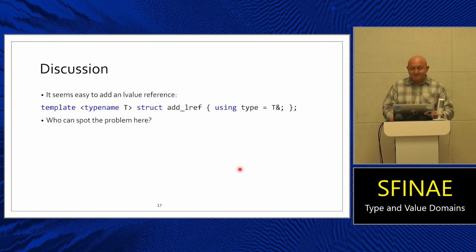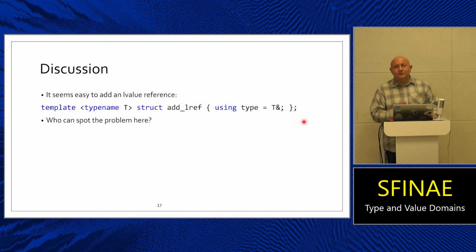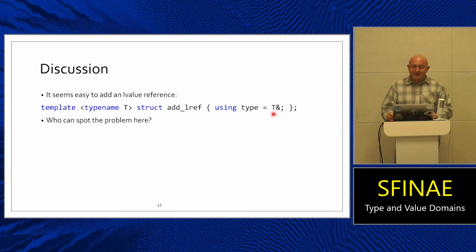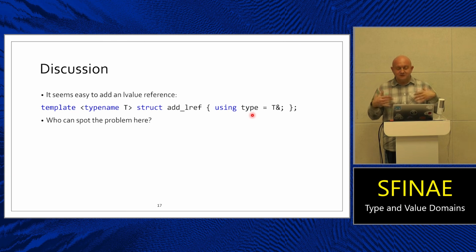All right. And now let's try to go the other way, to add a reference. We might write something like this. For simplicity, let's just add an L-value reference. add_lref, add_lref type equals T&. Looks simple enough, but who can spot the problem? The issue isn't with existing references. Those work fine thanks to reference collapsing. So if T is like int&, type is int&, because int& collapsed with another reference is still int&.